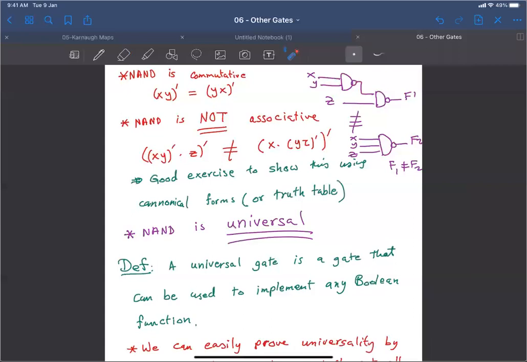All right. However, a cool property of the NAND gate is that it is universal. Universality is the best thing about the NAND gate. What does universality mean? We have a definition here. A universal gate, or a universal set of gates if there are more than one, but here it's only NAND, is a gate that can be used to implement any Boolean function. You can implement any Boolean function using this gate.